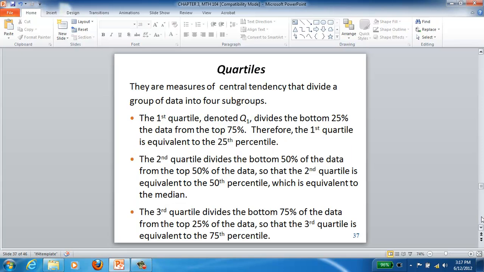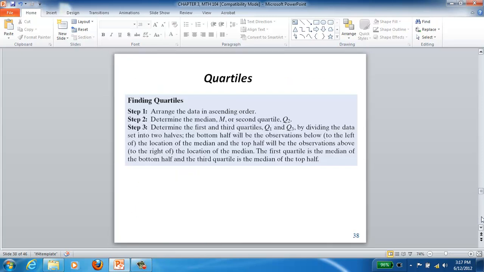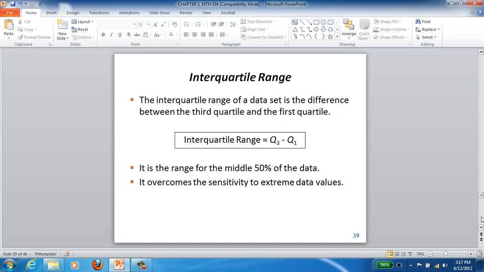Now the quartiles are exactly the same. You have to follow exactly the same steps as the percentiles. P25 is the first quartile, P50 is the second quartile, and it's actually the same as the median, and P75 is the third quartile. You calculate the index, check if the index is an integer or non-integer, and then you continue. And these are the steps. Now, the interquartile range is the difference between the third and the first quartile, and it is the range for the middle 50% of the data.